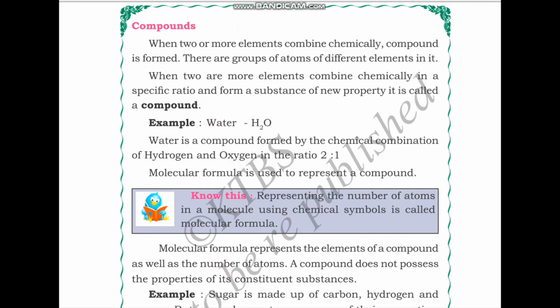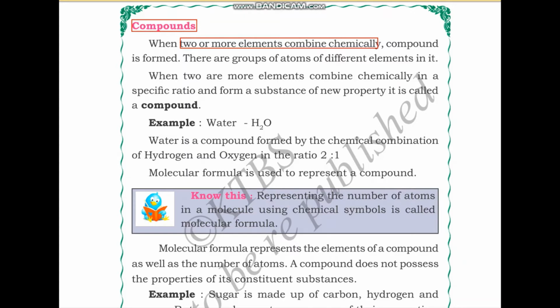Now, let us understand the meaning of compounds. When two or more elements combine chemically, a compound is formed. It is not like you take a plate and place some gold and silver next to each other. That doesn't mean a compound is formed. They should combine with each other chemically, or on an atomic level. There are groups of atoms of different elements in it.